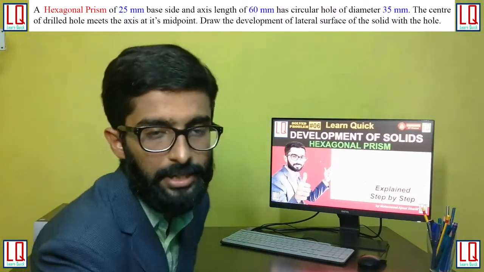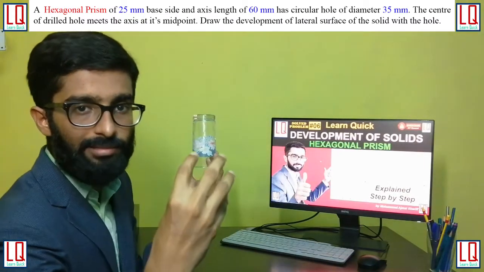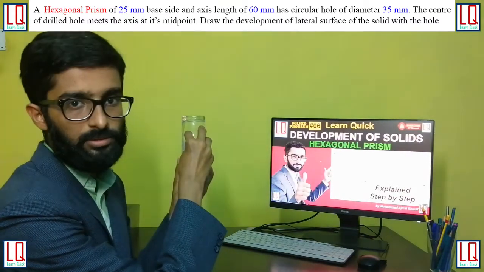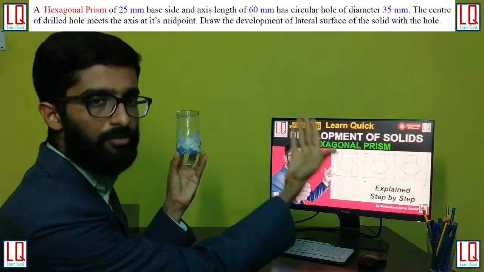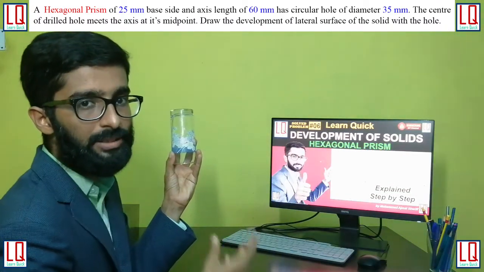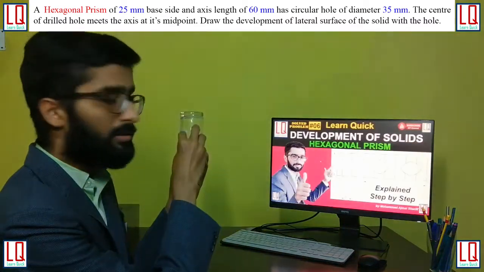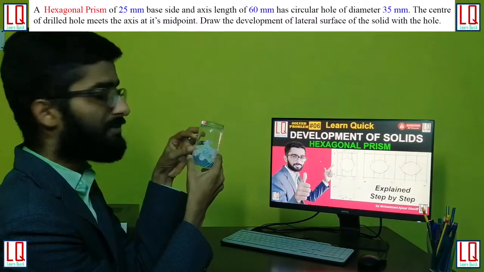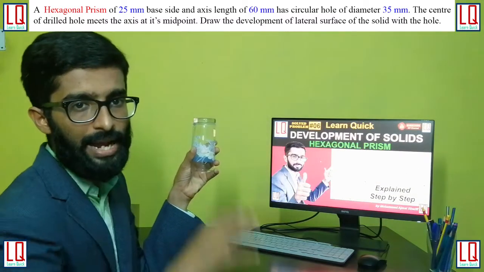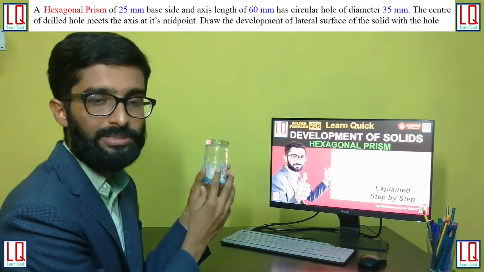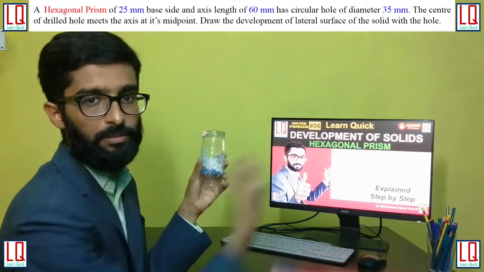So in case you just assume a solid, and then you drill a hole here, and then you unfold the solid, what will happen? You will get two holes. How will you get two holes? One in the front lateral surface and one in the reverse lateral surface. Whenever you make a hole on any solid, either a cylinder, hexagonal prism or pentagonal prism, you will get two holes when you develop it.